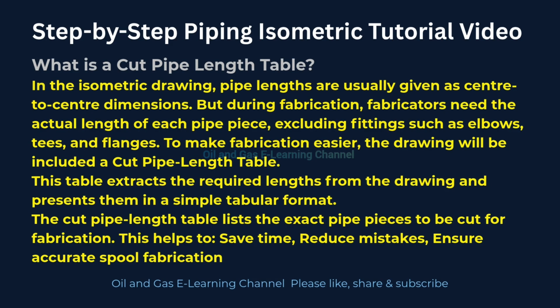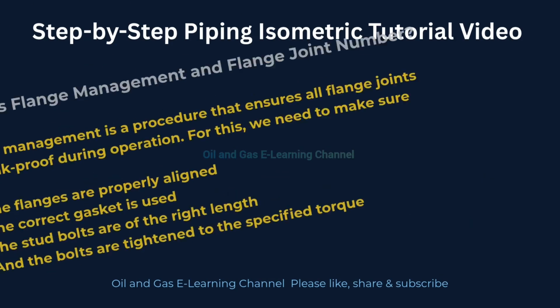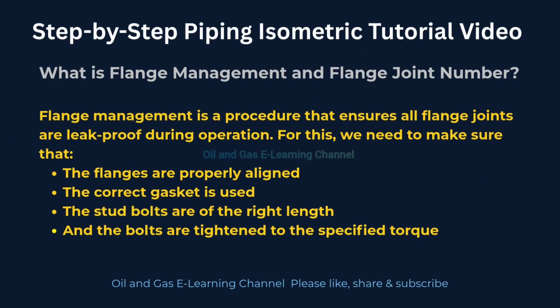The cut pipe length table lists the exact pipe pieces to be cut for fabrication. This helps to save time, reduce mistakes, and ensure accurate spool fabrication. So, remember, the cut length table gives you the exact pipe pieces needed for fabrication. Section 13. What is flange management and flange joint number?